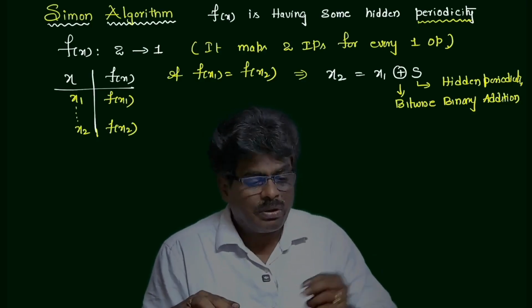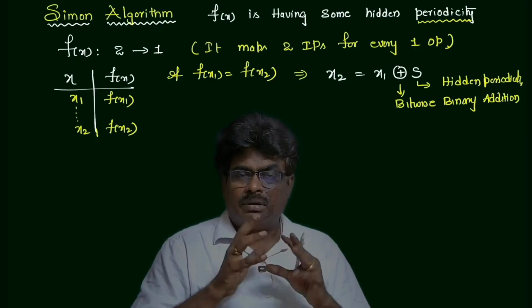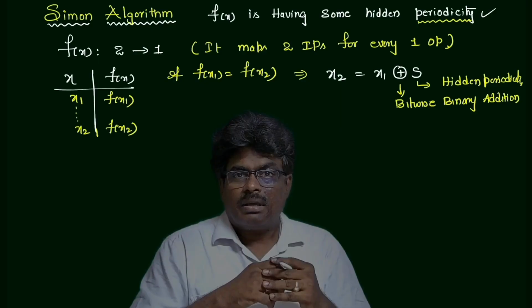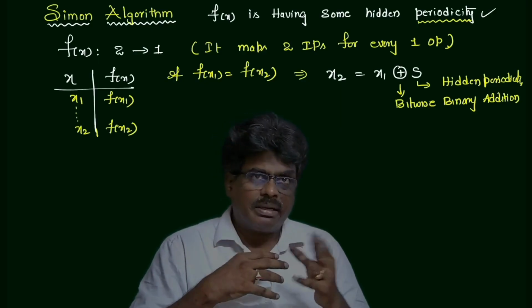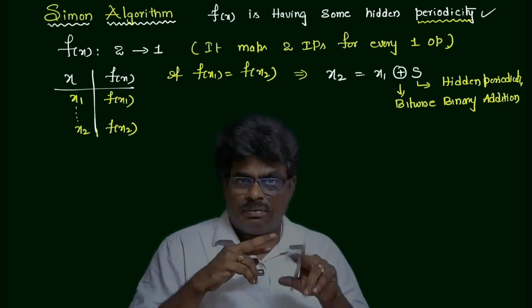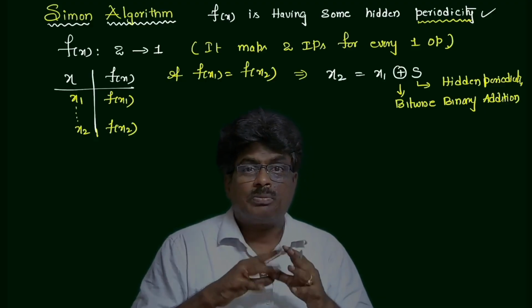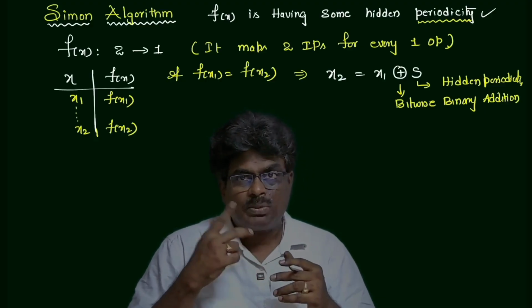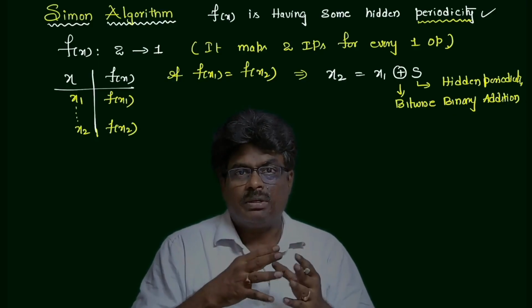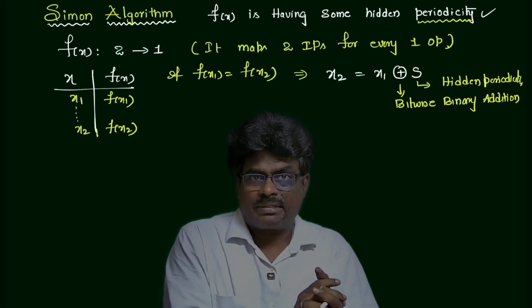Now I hope you understand what this algorithm is. Here we have a function which has some hidden periodicity, and our aim is to find that hidden periodicity. If you have two inputs x1 and x2 with the same output, this is possible only when x2 and x1 differ by some periodicity, that is x2 equals x1 XOR s. So we would like to find that periodicity s.